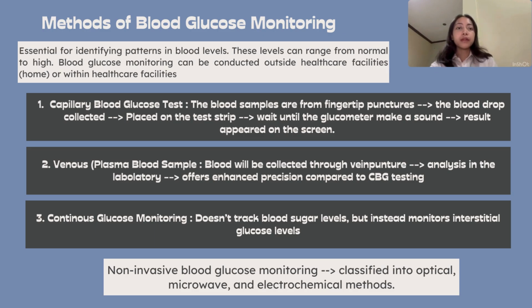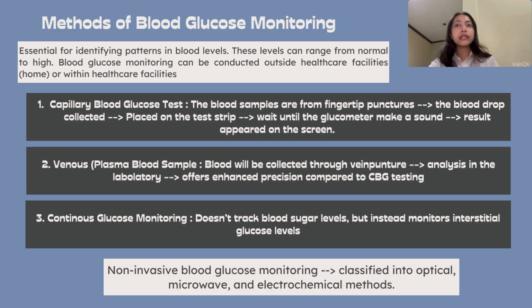The first one is the capillary blood glucose test. Blood samples are typically obtained through fingertip puncture from the patient's non-dominant hand, although they can also be collected from the earlobe, heel, forearm, and palm. The finger was sterilized using a sterilizer. After the sterilizer had evaporated, a sterile lancet was used to prick the finger to obtain a drop of blood. The first drop of blood was disregarded, and the second drop was collected and placed on the edge of the test strip by touching the strip with the finger. When a sound was emitted from the glucometer, the measurement result appeared on the screen.